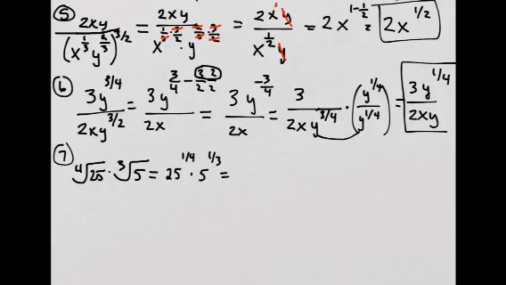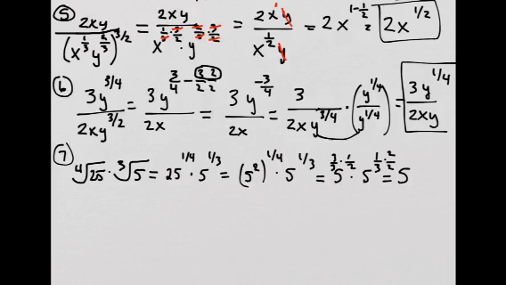So I know that 25 is 5 squared, so I'm going to rewrite it as 5 squared to the 1/4. And so 2 times 1/4, because see how it's power to power? That becomes 5 to the 1/2, because 2 over 4 is a half. And so now I could add the exponents. So 1/2 plus 1/3 becomes 5 to the, I've got to multiply this by 3 over 3 and 2 over 2 to get a common denominator. So 3 plus 2 is 5 over 6.